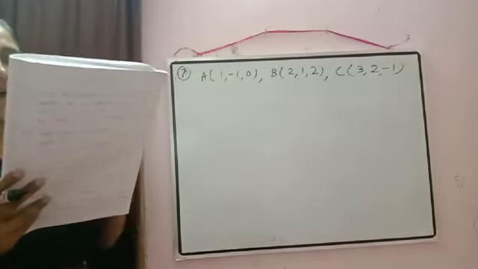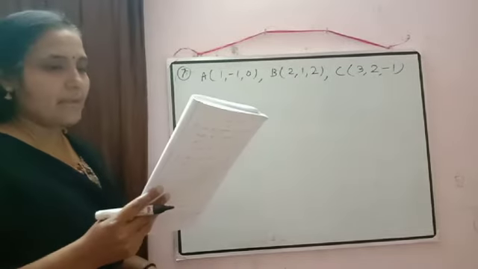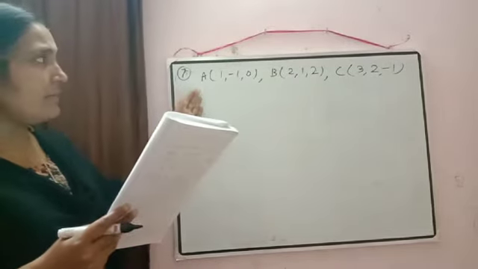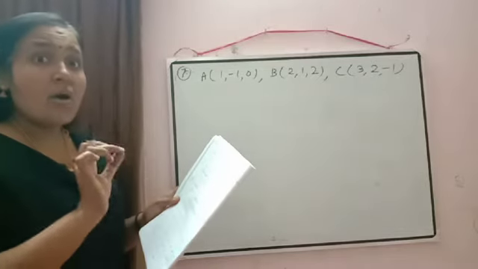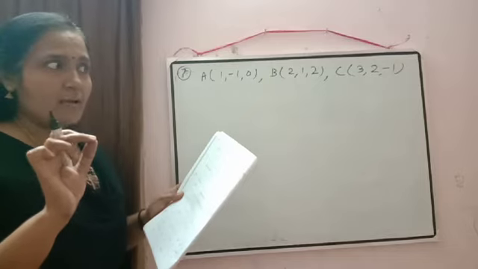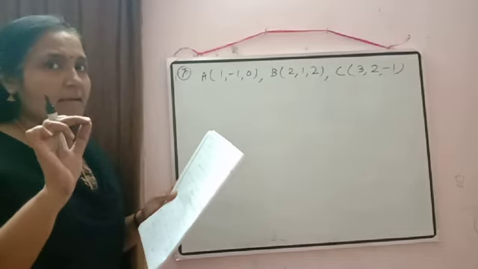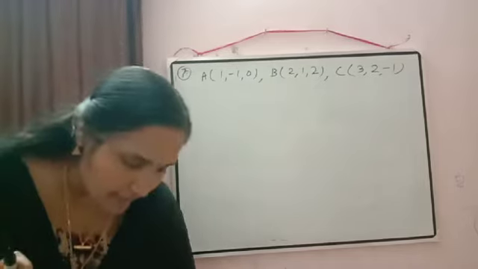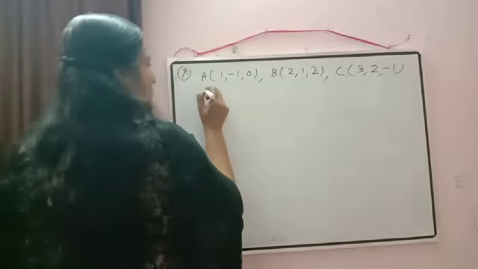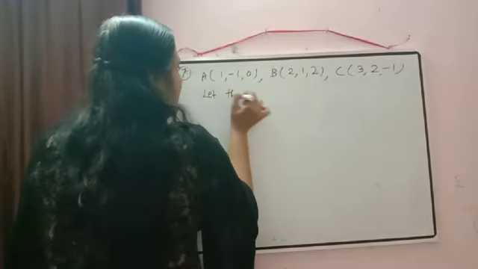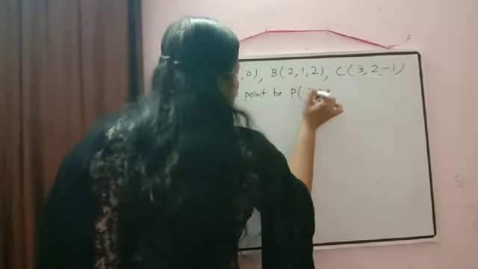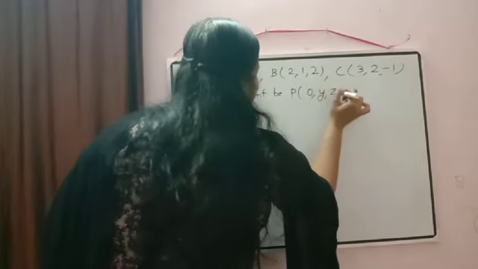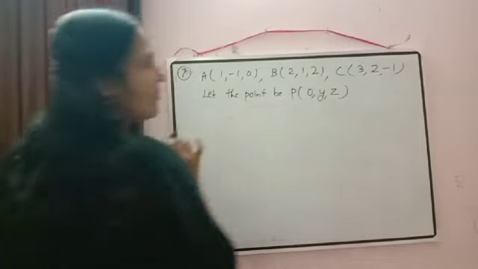Next question is, find the points in YZ plane which are equidistant from these 3 points. Now just to check, the point is in YZ plane there. So what will be its x coordinate? Yes, its x coordinate will be equal to 0. So we will write down there, let the point be P 0, y, z, since it is in YZ plane.